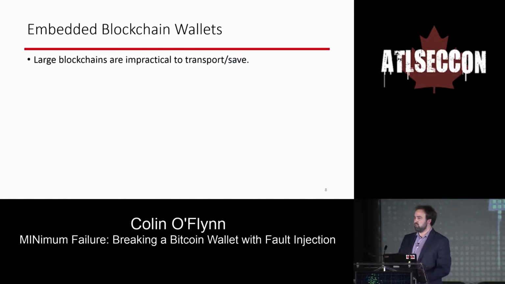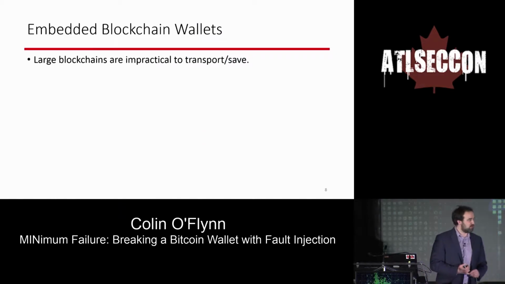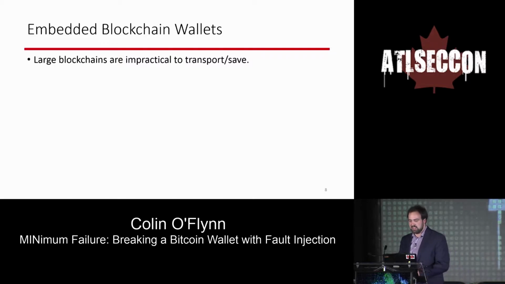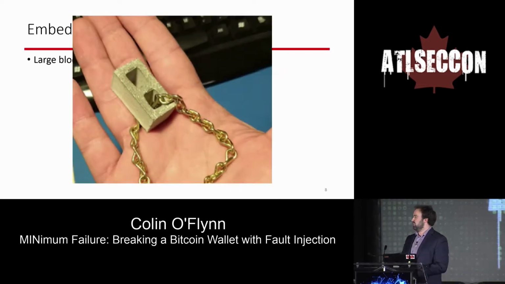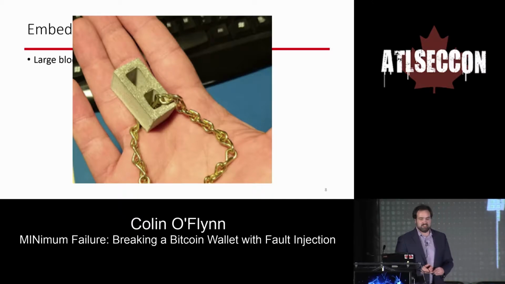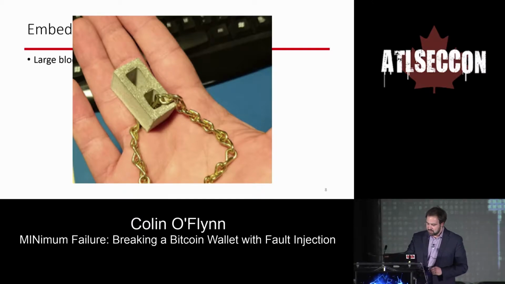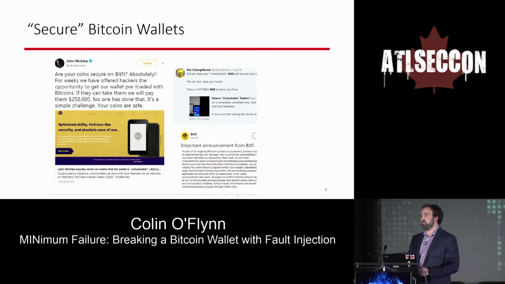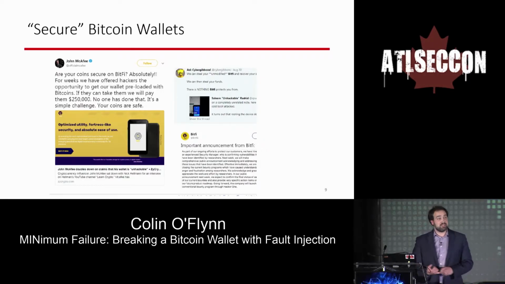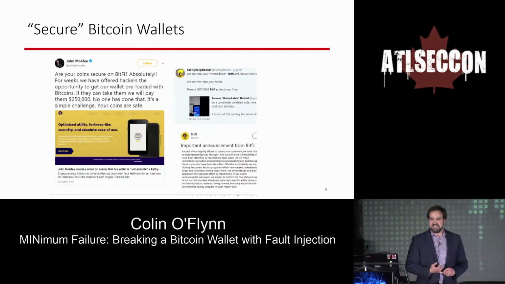All right, so how do we do embedded blockchain? This is where we start looking at embedded hardware wallets. It's hard to transport these blockchains around, stuff like that. So then we have the embedded blockchain. These are very small, portable blockchains that can be used for securing your embedded systems. And embedded blockchain has given rise to all sorts of really cool secure wallets.